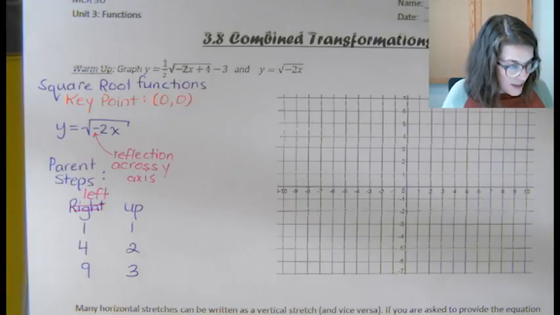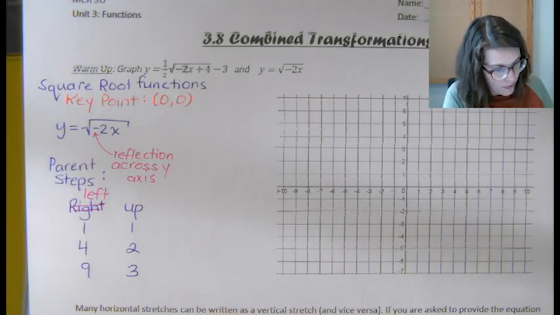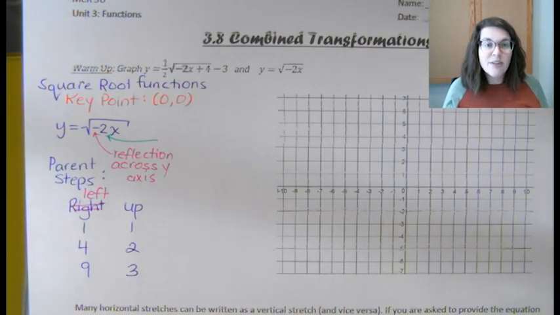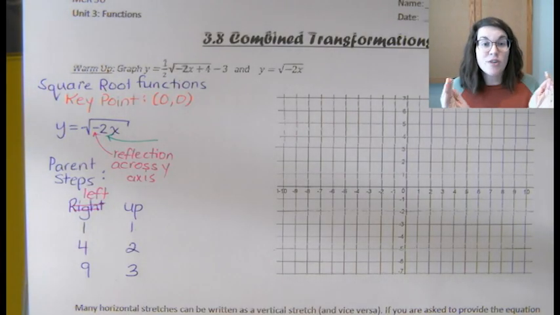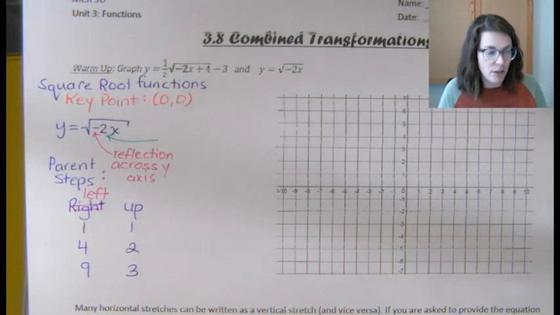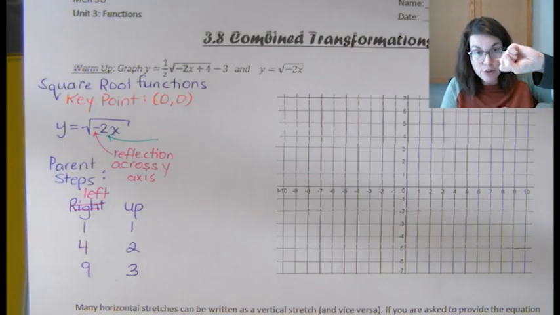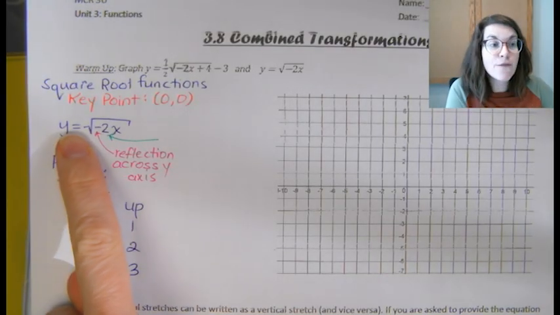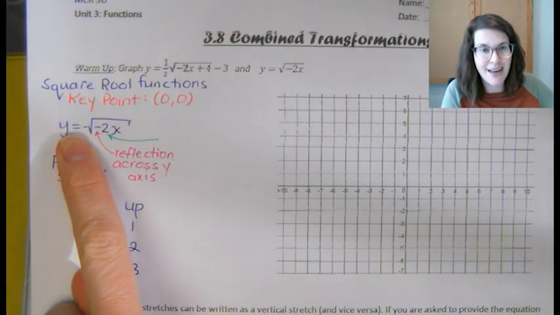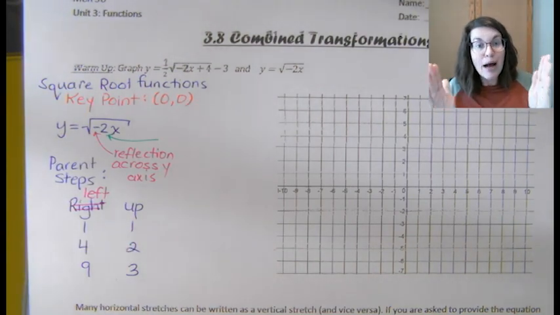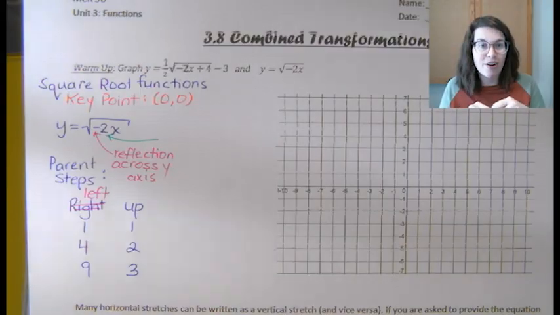The other thing that we want to take into account is that 2. This is in the spot of a horizontal stretch or compression. And we know that because it's with the x in the function. So it's underneath the square root. If it was a vertical stretch or compression, it would be in front of the square root. It wouldn't be inside. The same is true for an absolute value function. It's got to be inside the absolute value signs to be the horizontal.